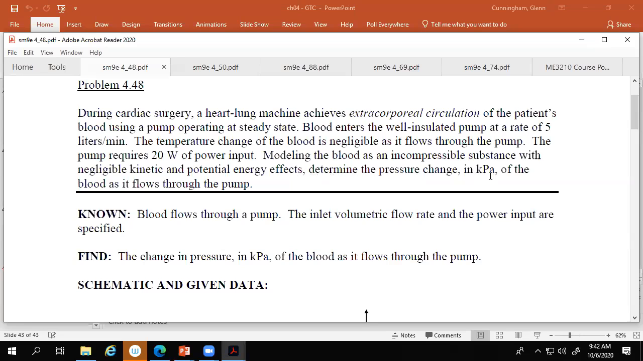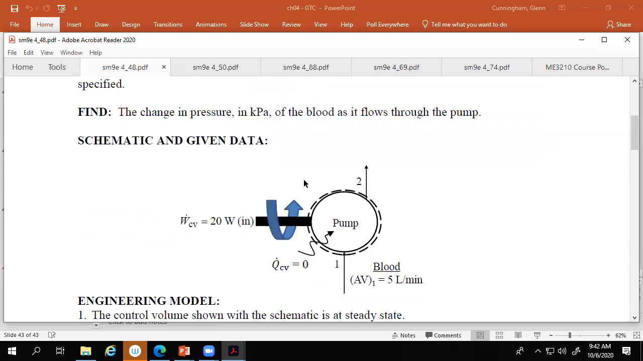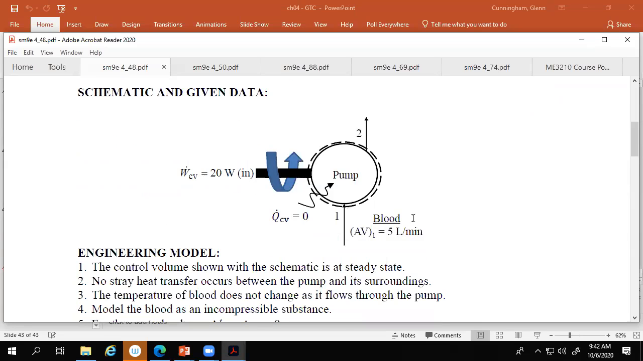Determine the pressure change in kPa of the blood as it flows through the pump. So steady state, and there's a picture. It's always good to draw a picture with whatever information you have on it. So steady state, you see it? He's given this flow rate, A times V, area times velocity. So that's meters cubed per second, and liters can be converted into meters cubed per second. There's 1,000 liters in a cubic meter, I think.